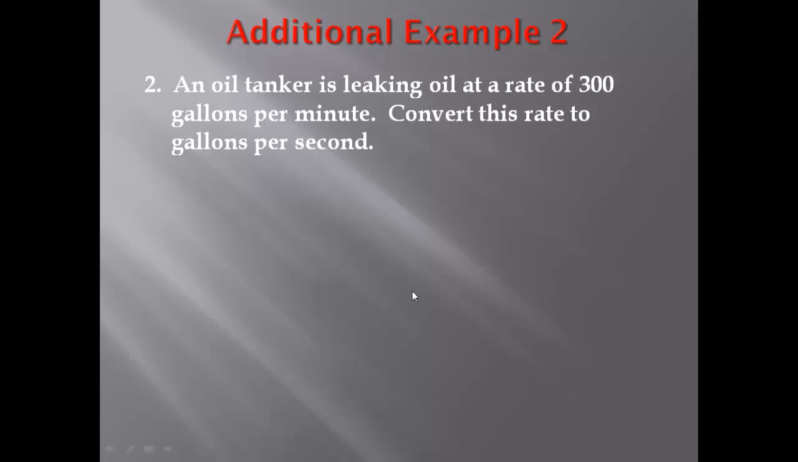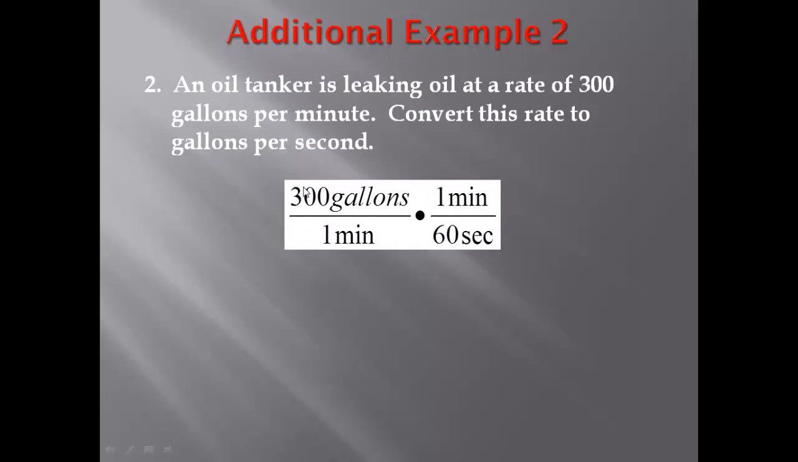Now we're going to look at our additional example for number 2. You can use a calculator. Remember, you can pause the video and try it on your own, or you can follow along. An oil tanker is leaking oil at a rate of 300 gallons per minute. Convert this rate to gallons per second. Notice that gallons is staying the same, so what we're changing is from minutes to seconds.